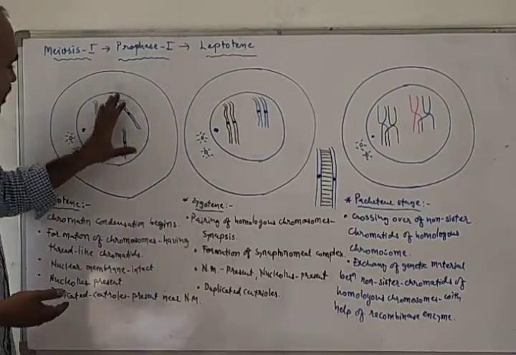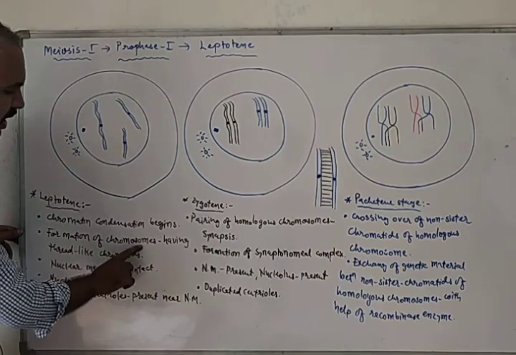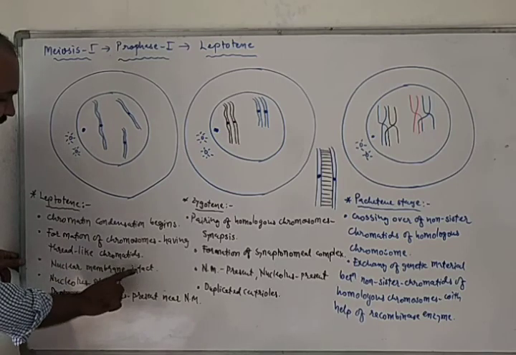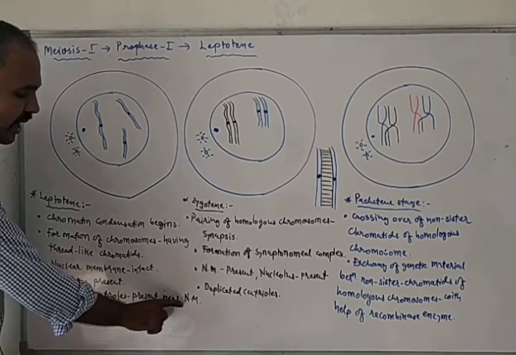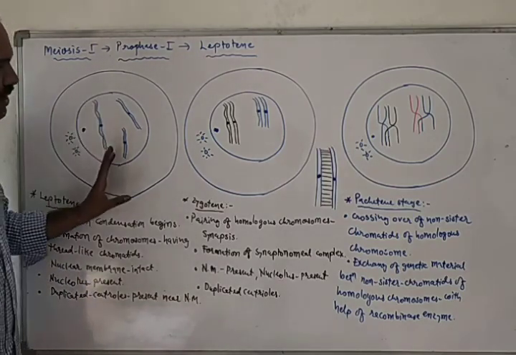So this is all about the leptotene stage. Chromatin condensation begins, and formation of the chromosomes occurs, which have thread-like chromatids. The nuclear membrane is intact, the nucleolus is present, and duplicated centrioles are present near the nuclear membrane.